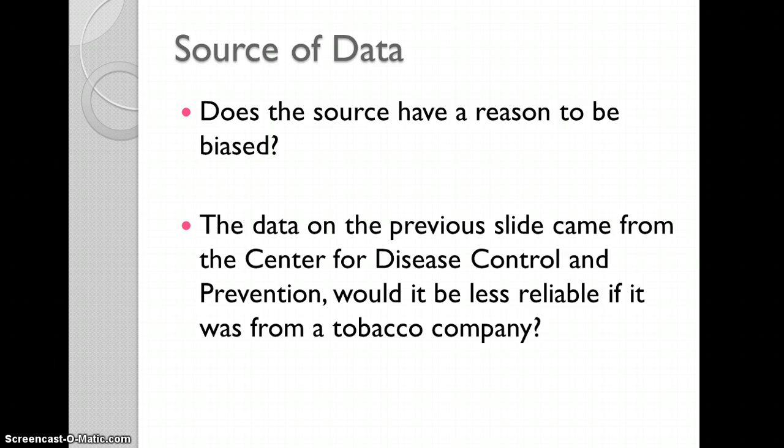or how they collect the data might skew the results? So for example, would it make a difference to you if the previous slide came from the Center for Disease Control and Prevention, or if it came from a tobacco company? So that's just one thing that you could always think about. A tobacco company might want higher numbers to show that they're important or something, whereas the Center for Disease Control and Prevention is a government agency that would want unbiased data.